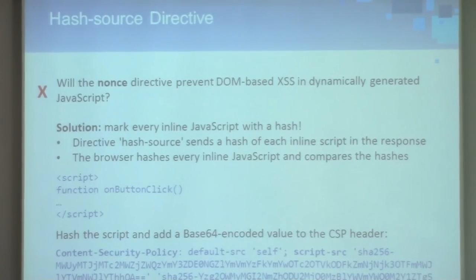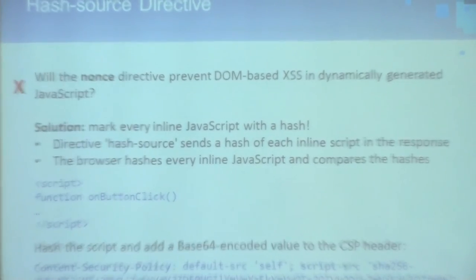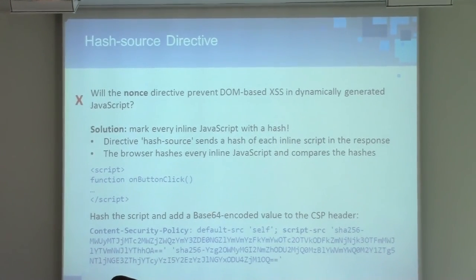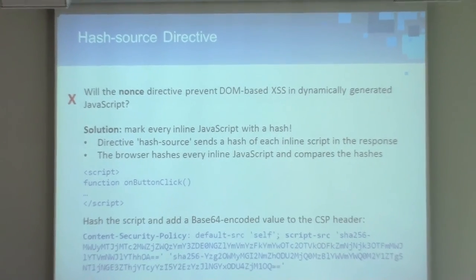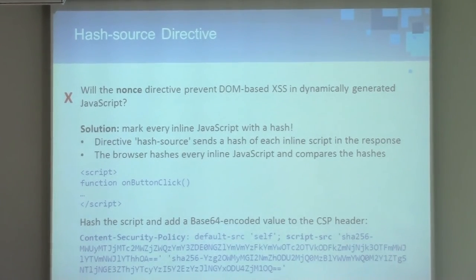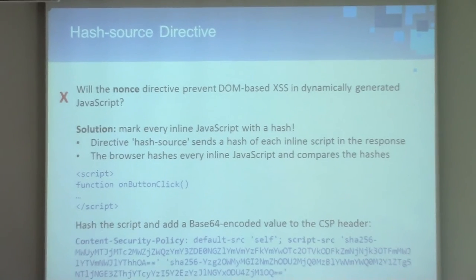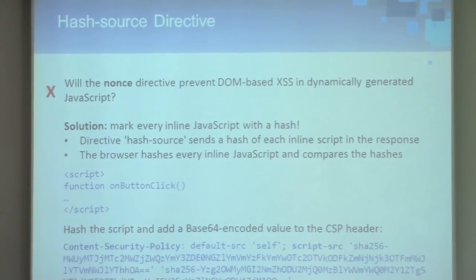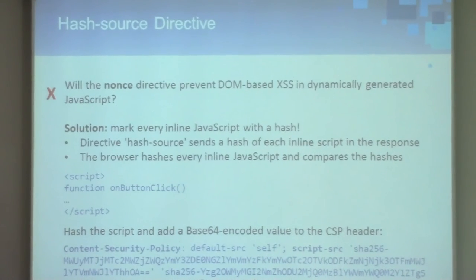So what the browser does is it loads the page, finds every script snippet, does the hashing according to the algorithm that's specified, and validates whether the hash matches or not. So in this case, if the attacker tried to inject something into the already existing JavaScript, what's going to happen? Yeah, the hashes won't match. The source is different, the hash will be different, so the browser will not execute it, will send a report, and all that.